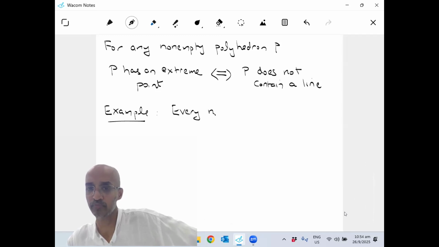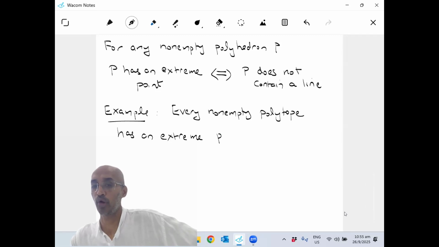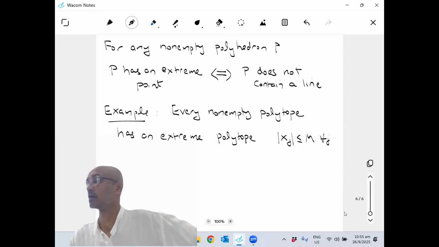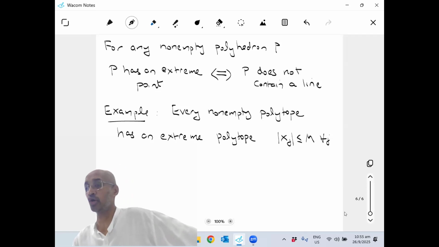Every non-empty polytope has an extreme point. This has to be true because, what's a polytope? A polytope means that the x values are bounded from above and below by some integer. So you cannot go arbitrarily in some direction and increase it, right? If x plus lambda d, if lambda goes arbitrarily large, at some point you'll violate this constraint. So every non-empty polytope has to have an extreme point, right? Clear?